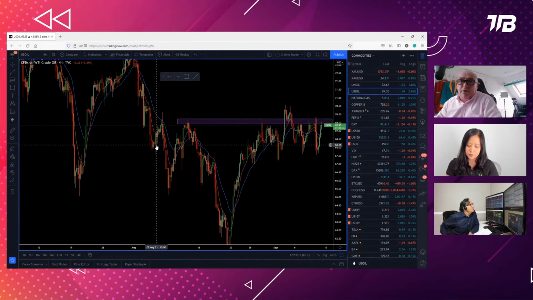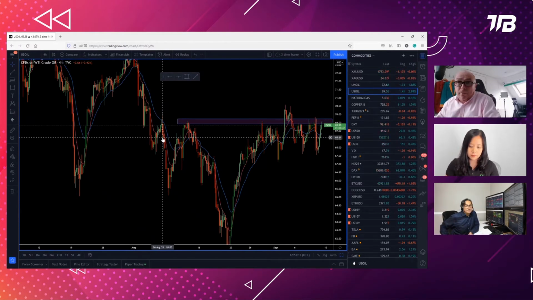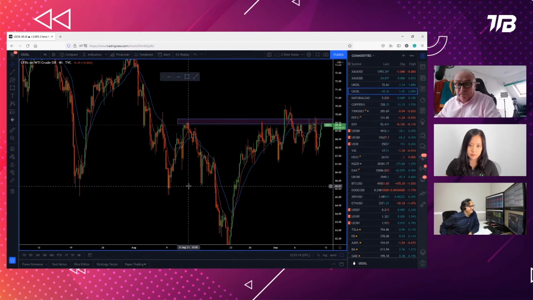Again, I think that is a trend continuation trade to the downside. So I wouldn't want to be long that pair at the moment myself. I think it could fall out of bed from these levels.